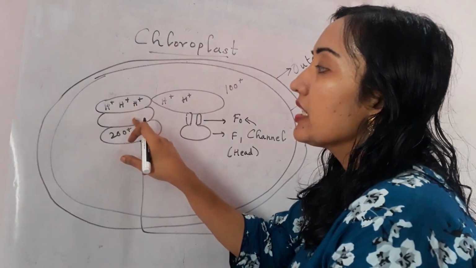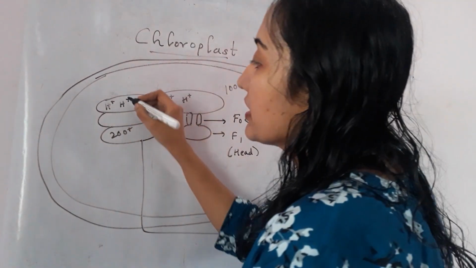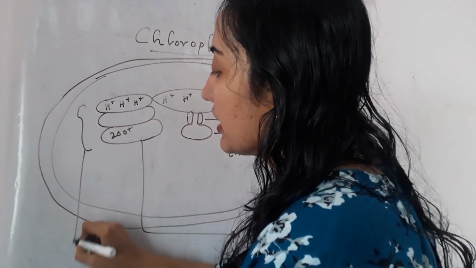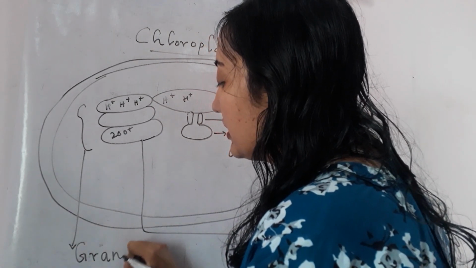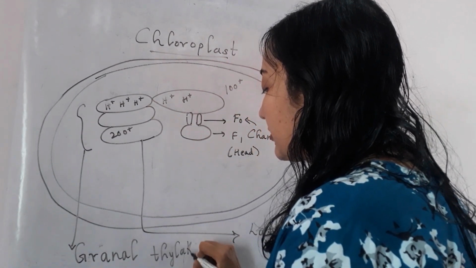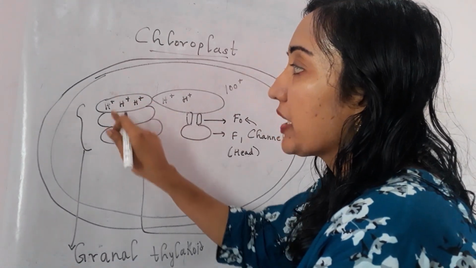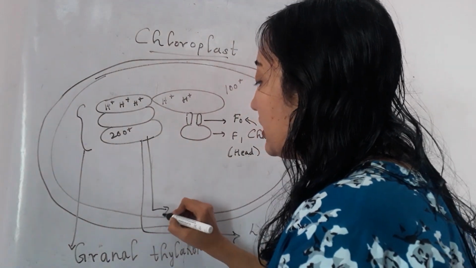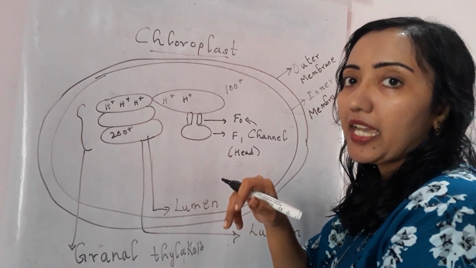Now these are thylakoids. They are stacks arranged one above the other. This whole together is known as the granum thylakoid. And what is the space inside the granum thylakoid? This space is known as the lumen. I am marking it here. This is the lumen of the granum thylakoid.